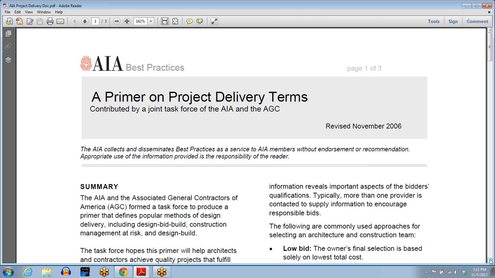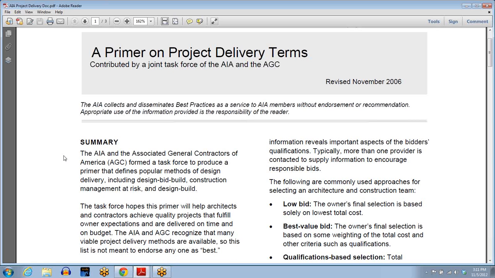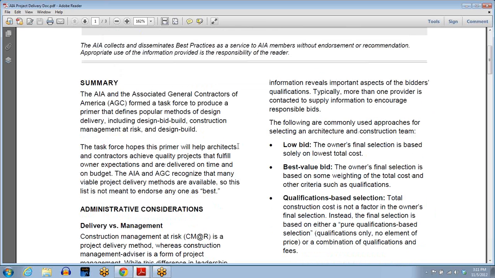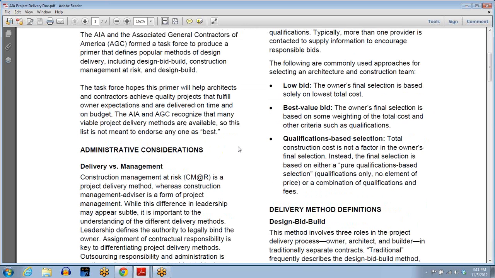So let's just glance down through. This is only a 3-page document. As you can see here on your screen, this is the first of 3 pages. The AIA is the Architects, and AGC is the Association of General Contractors. These 2 groups, one designers and the other builders, went together to summarize the delivery systems and to help you get an understanding.